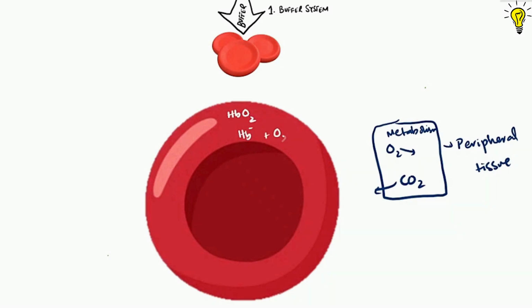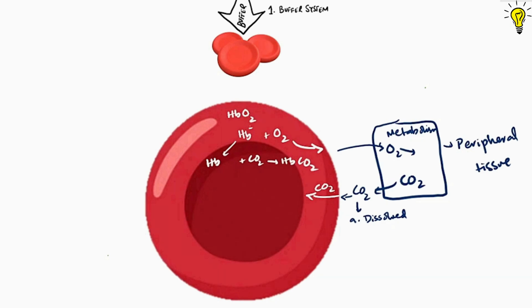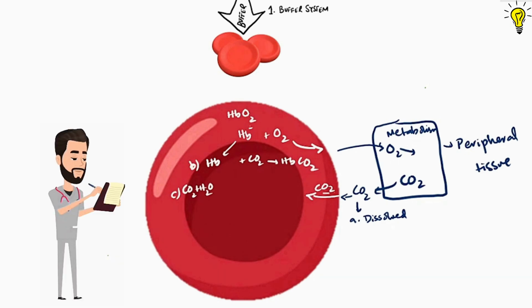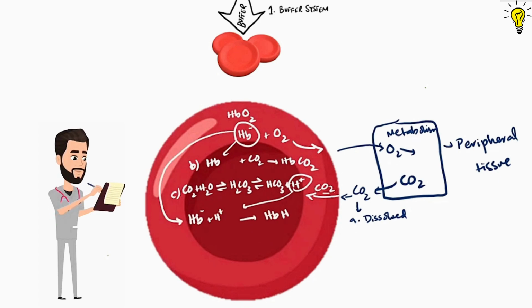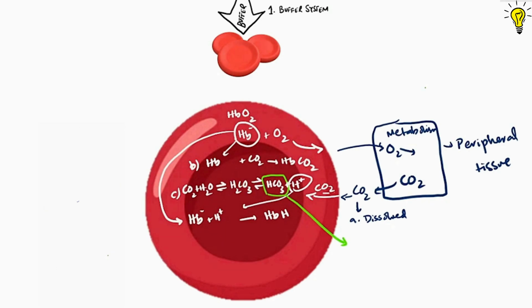How? Let's see. The unloaded oxygen molecules enter peripheral tissue while carbon dioxide comes out into extracellular fluid, where it either exists in dissolved form or enters red blood cells, where two things happen. The free hemoglobin attaches carbon dioxide, forming carbaminohemoglobin, or more importantly, carbon dioxide gets hydrated and forms bicarb and a free hydrogen ion. This free hydrogen ion is then taken up by the hemoglobin buffer system, whereas the bicarb moves out of the cell in exchange for chloride. This is also called the chloride shift.